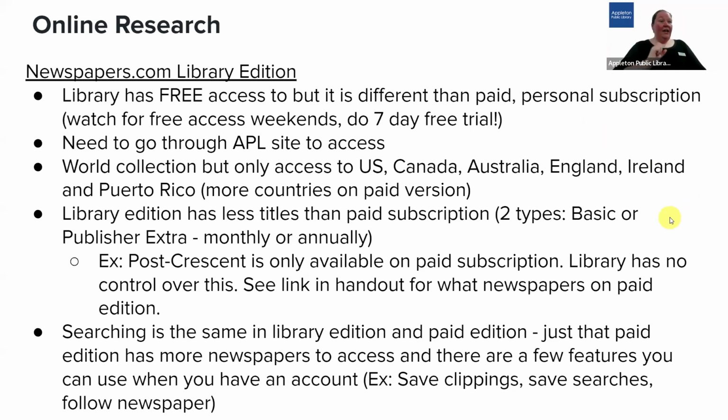There is a link in your handout that tells you what newspapers are on the paid edition. And you can also, of course, see what newspapers are on the library edition for free as well. Even before you sign up for a subscription to newspapers.com, you can see what newspapers are covered in that paid edition before you decide, hey, I'm going to pay, or hey, I'm going to do that 7-day trial. You can always check what newspaper titles they have in that resource.